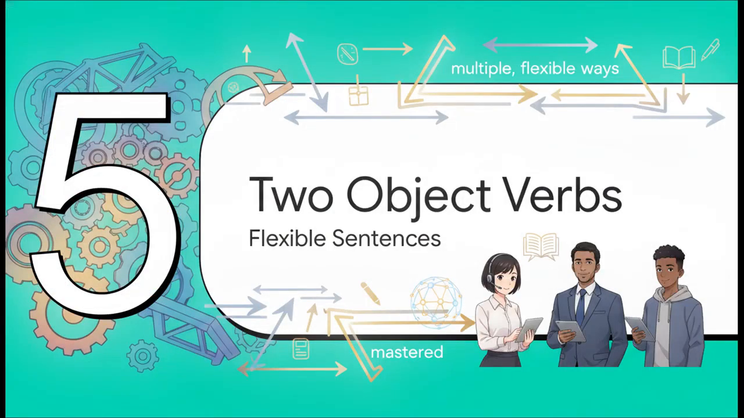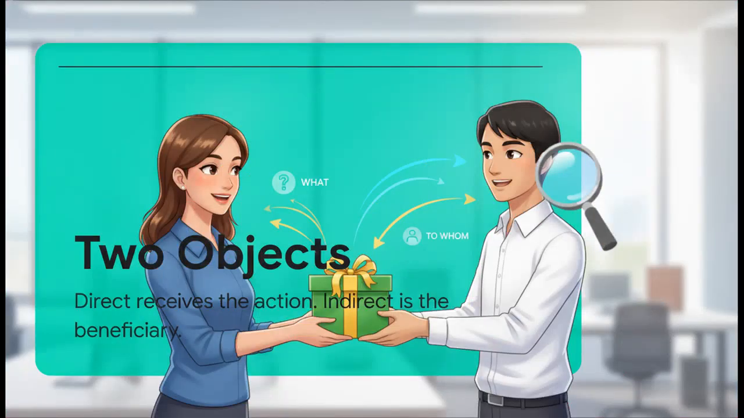Let's move on to Section 5, verbs with two objects. Let's give our English a structural flex, shall we? Mastering verbs that accept two distinct objects lets us build sentences in multiple, flexible ways. But first, let's define these terms clearly. The direct object is the primary receiver of the action. It answers what or whom. The indirect object is the beneficiary. It answers to whom or for whom.